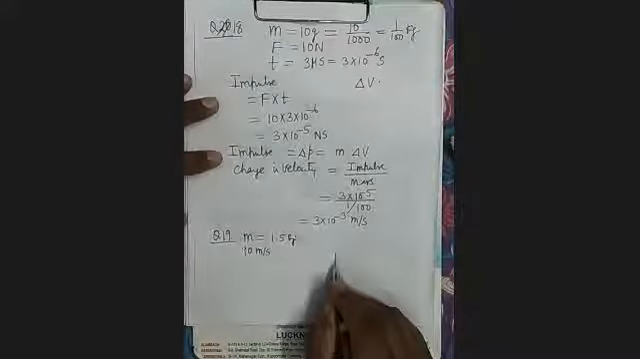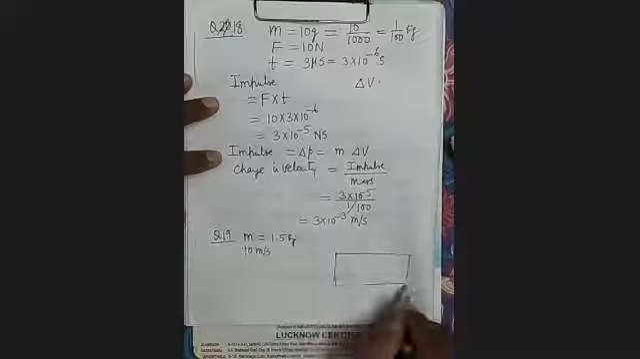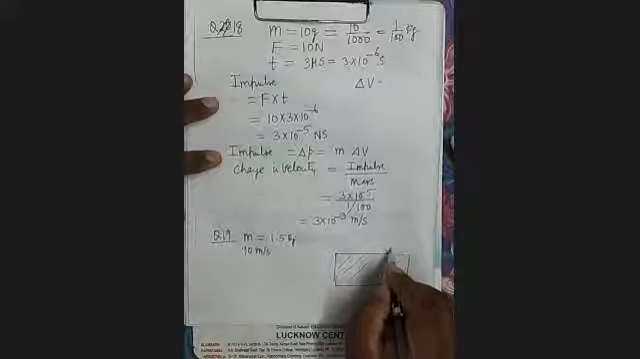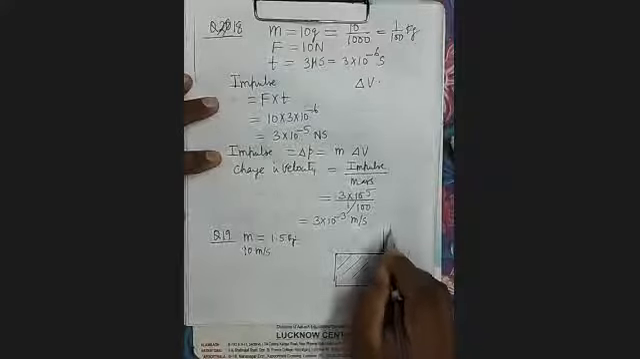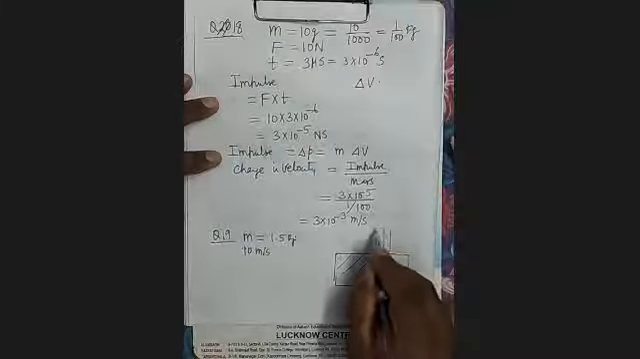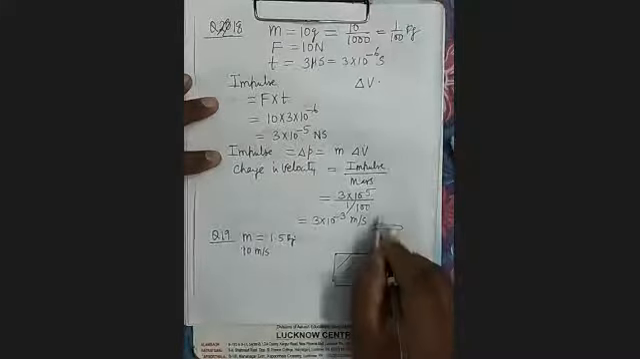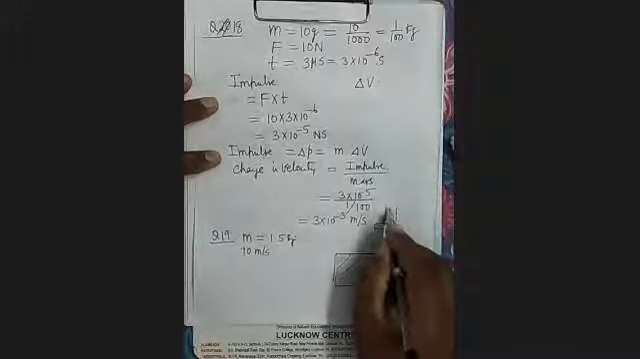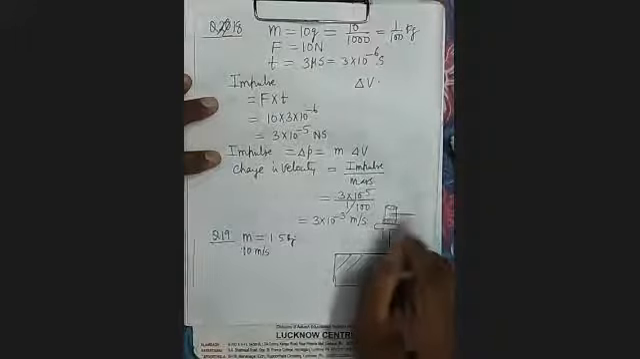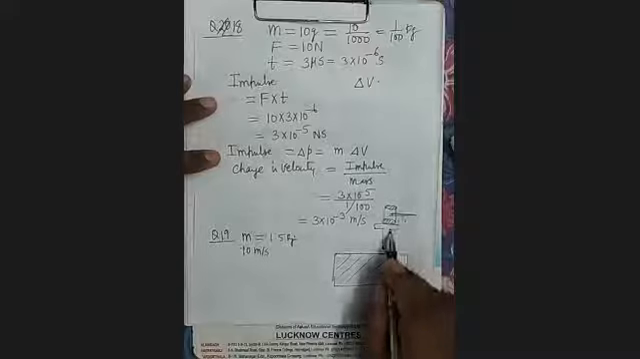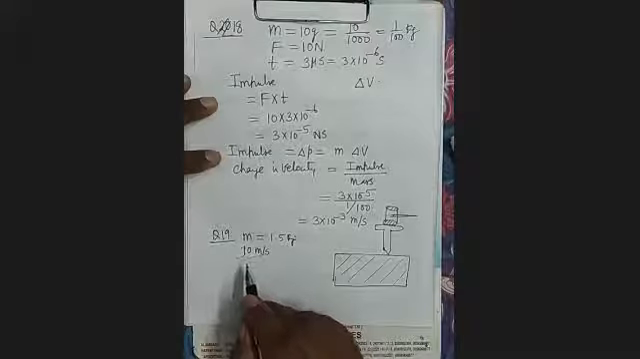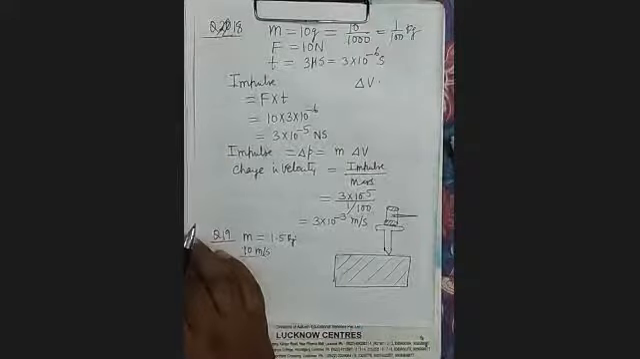Now see here, this is the wooden block and this is the nail. The hammer is this. So when it strikes it, it is striking with this speed. It's clear? Now see here.